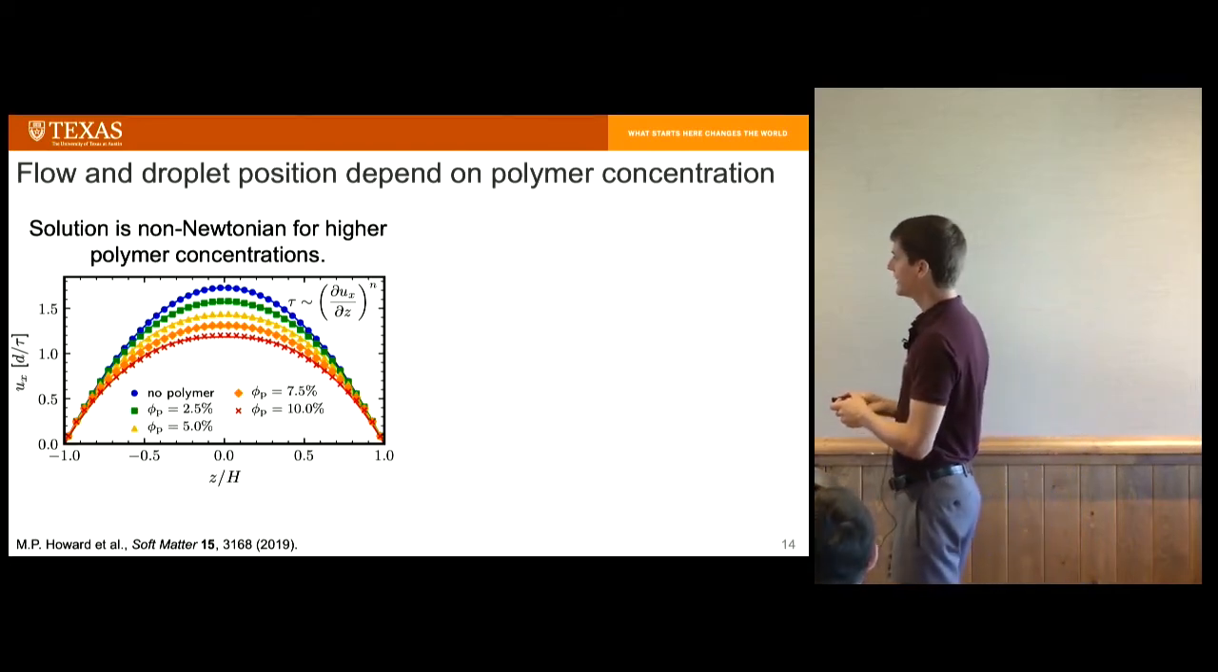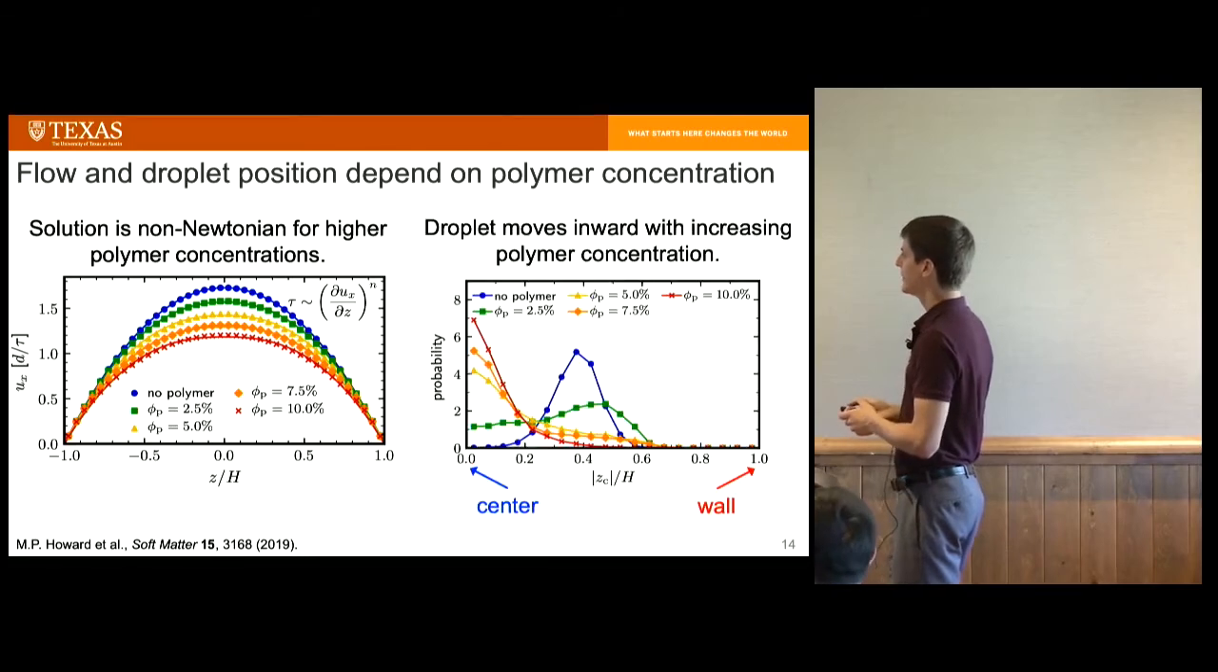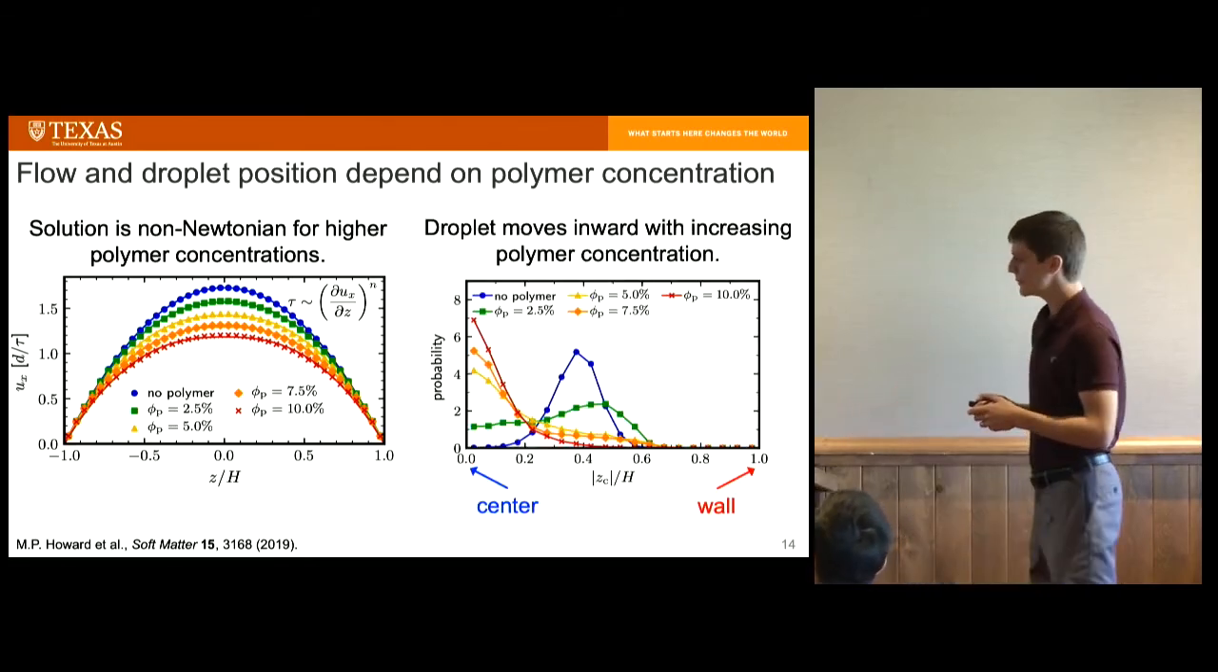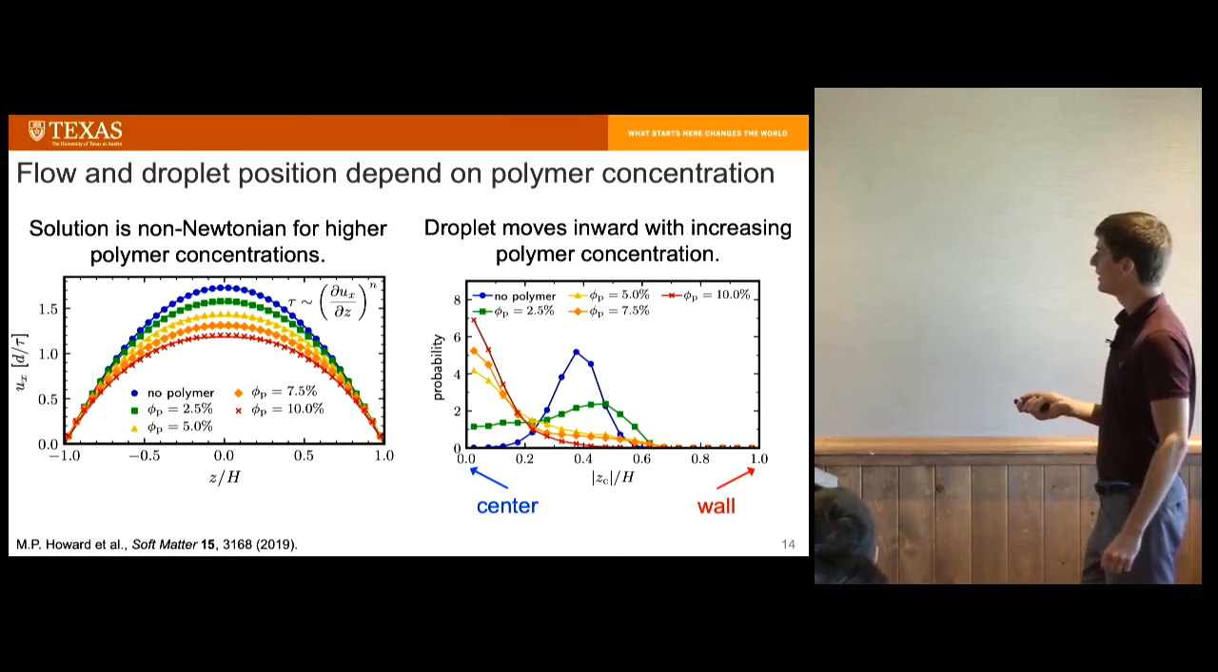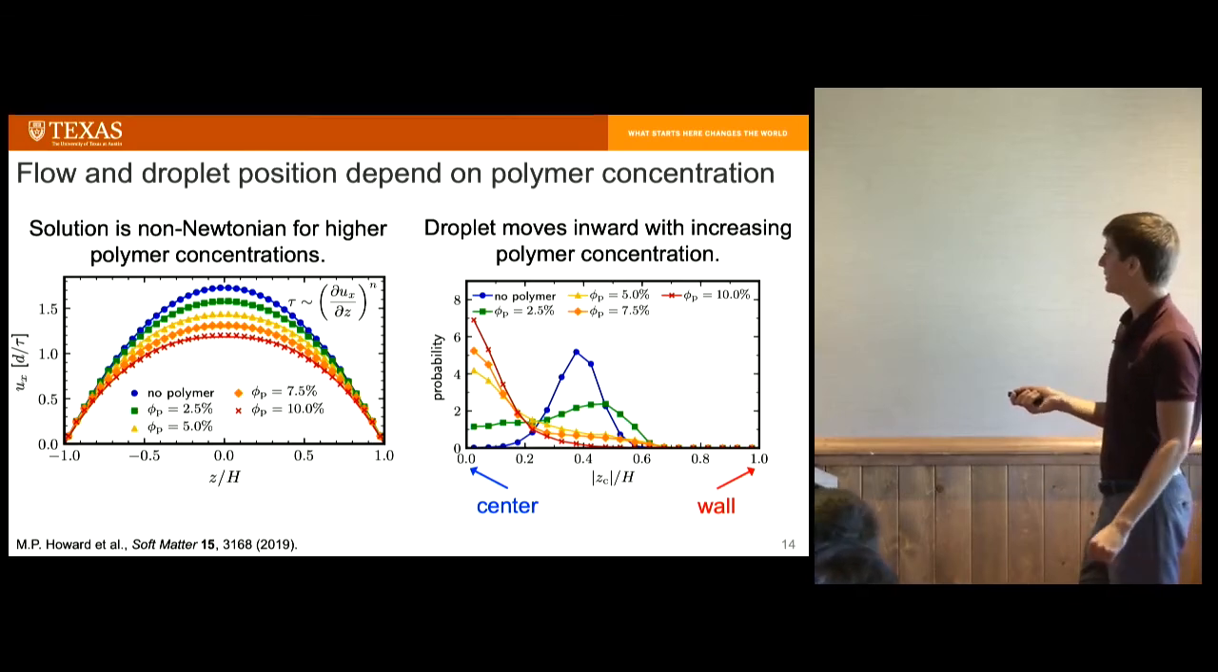And so as we're doing this, we're making some changes to the flow field, but the thing that's most dramatic is what we do to the droplet. So out here, the blue curve is the distribution that I had on the other slide, where there is no polymer in it, it's just a Newtonian solvent, and the droplet is out here, away from the middle.